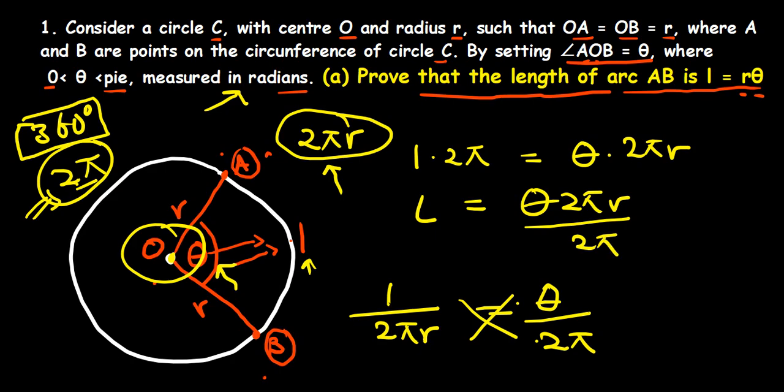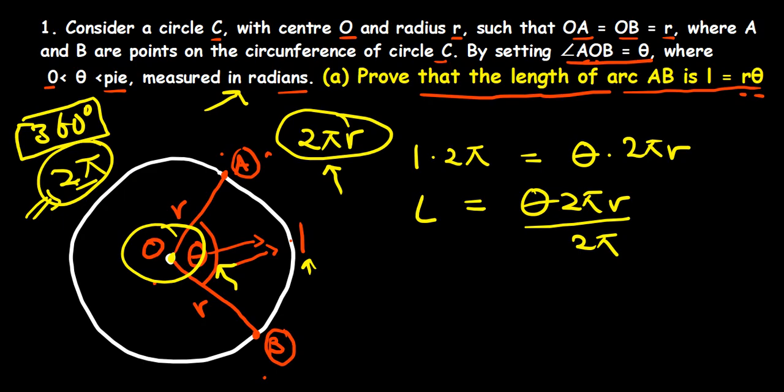So what do we see there? We see that the 2 pi is going to cancel with the 2 pi on top. So what are we remaining with there? We are remaining with pi multiplied by r, and we know that multiplication is commutative. So we can say it's r multiplied by theta. So this here is our arc length.